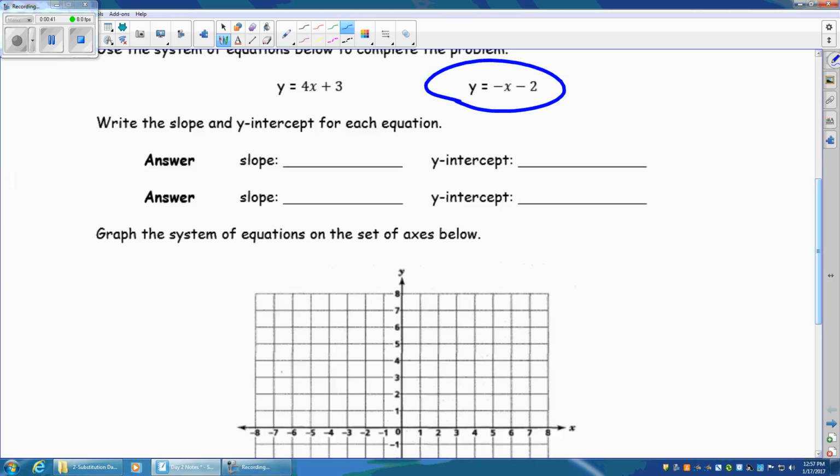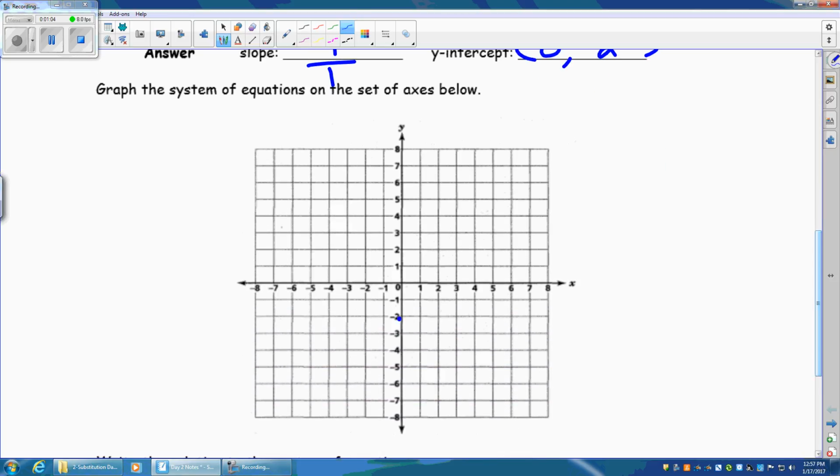What's the y-intercept in that second one? I think that's the easier of the two things to find. It's 0, -2. How about the slope, though? I think that's why this one is a little bit more challenging. It is -1 over 1. So that means I need to start down on 0, -2, and I'm going to go down 1 and over 1 from there. And I'm going to make a couple points and make a line.